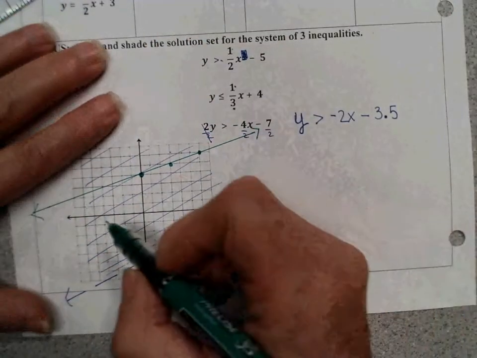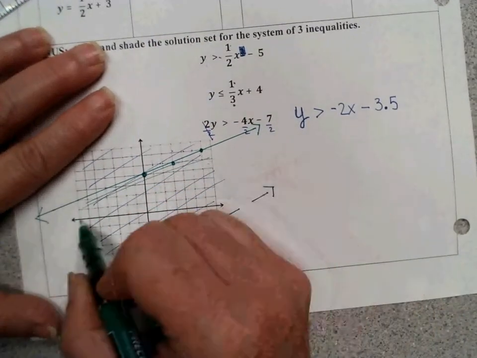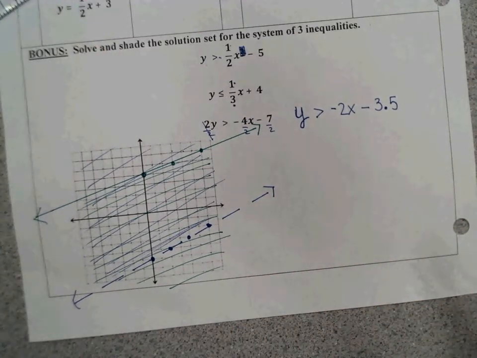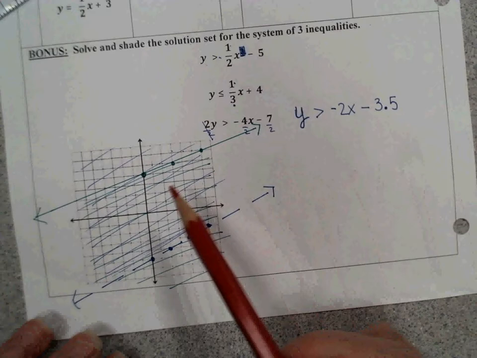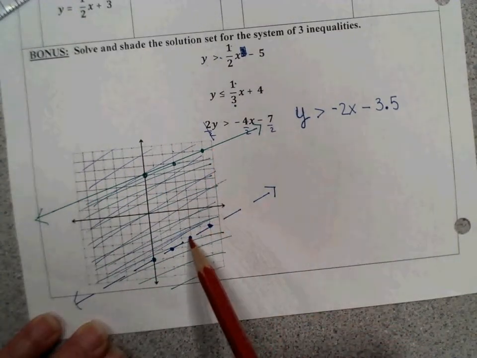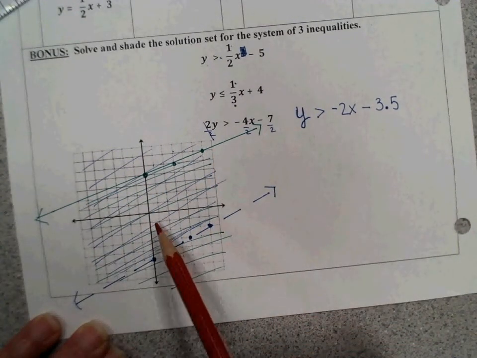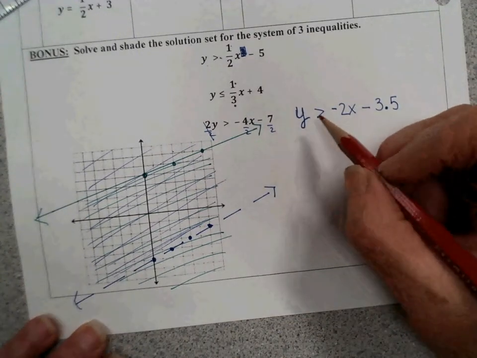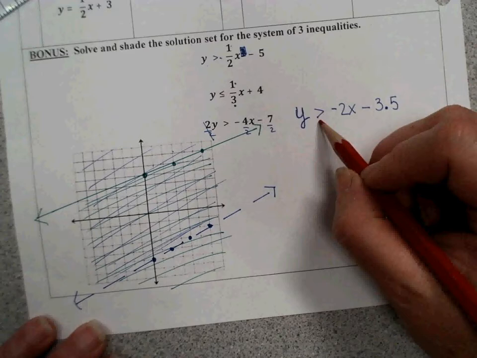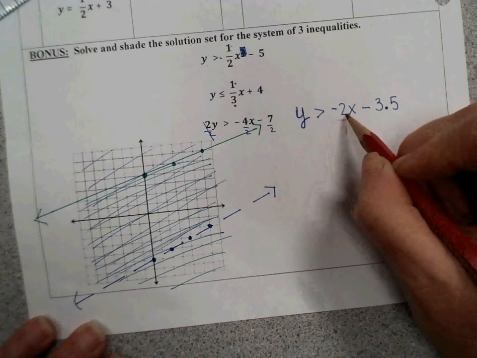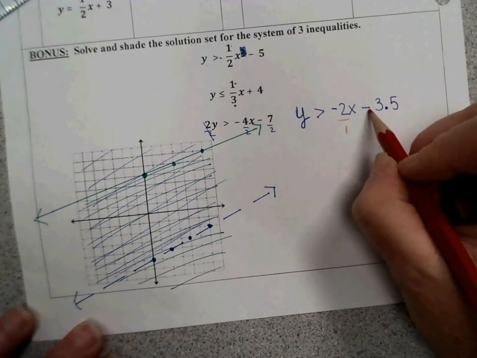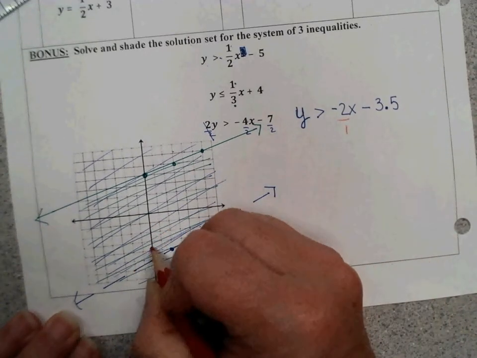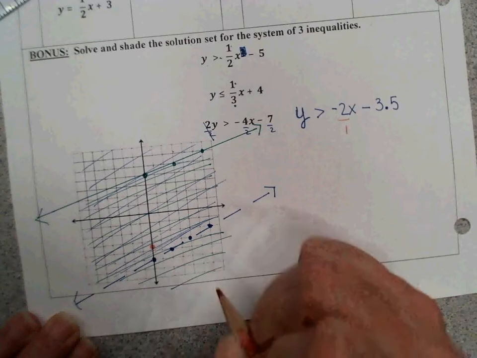So it's a solid line here. And the less than sign is down here. So this one is shaded here. So if it was just these 2 that I was solving, my solution would be everything in between these 2 lines right here. But we need to put this third one in the mix.